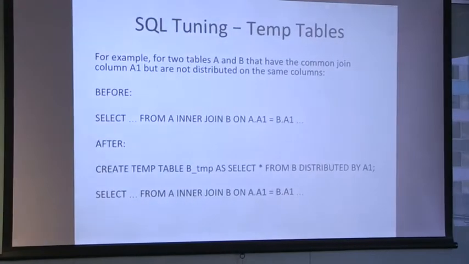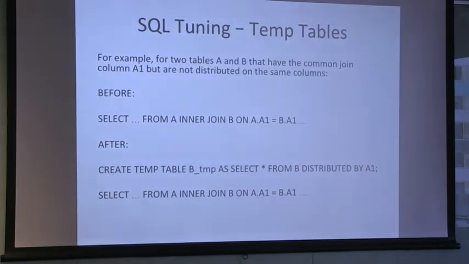So surprisingly enough, it can actually be faster to create a temp table that allows for joins on a common distribution column. In other words, that allows for co-location rather than just joining those tables across the interconnect. And the next slide is actually an example of that.